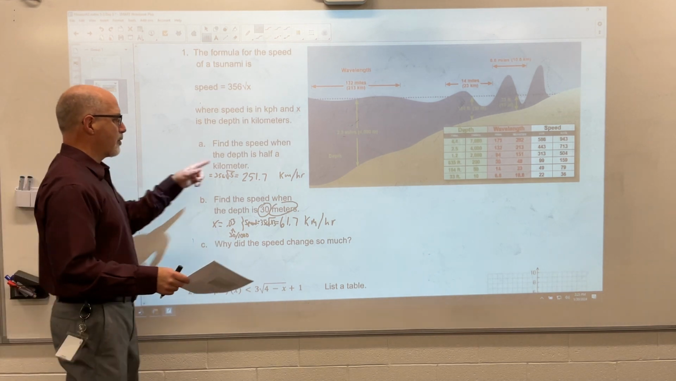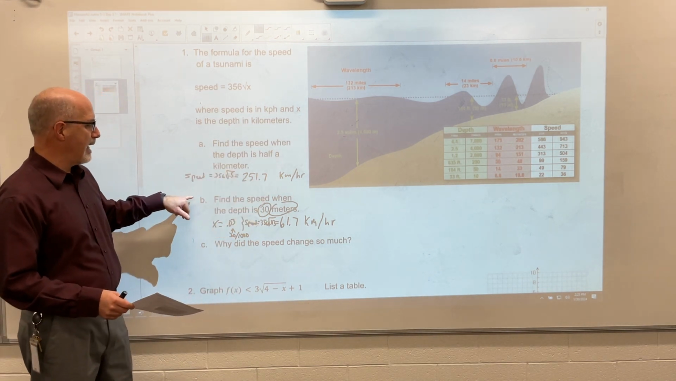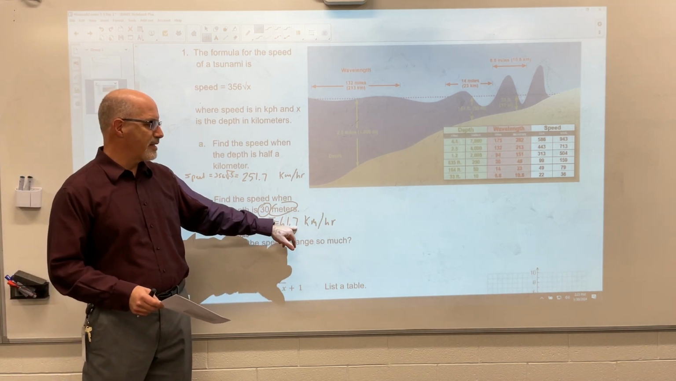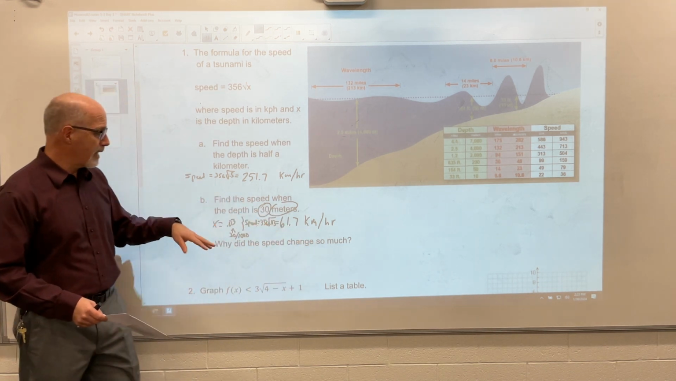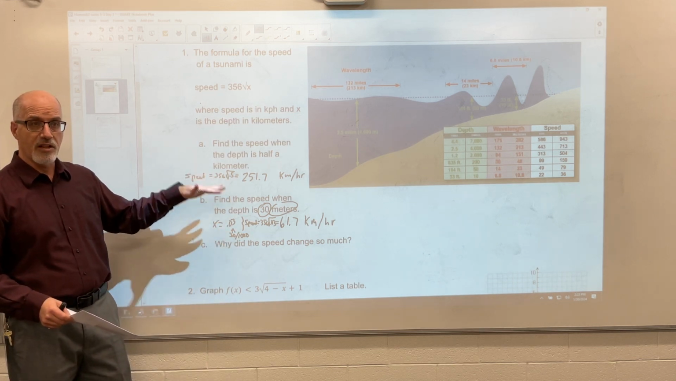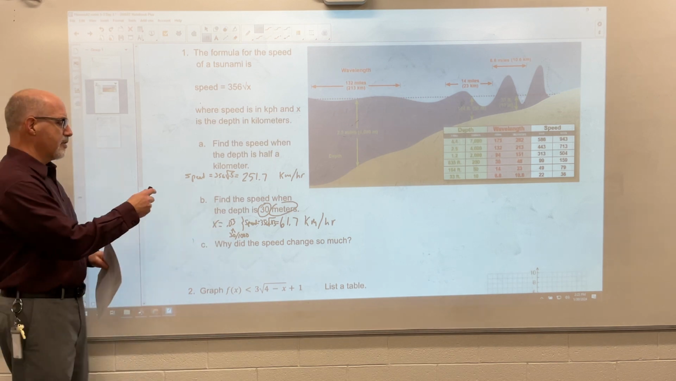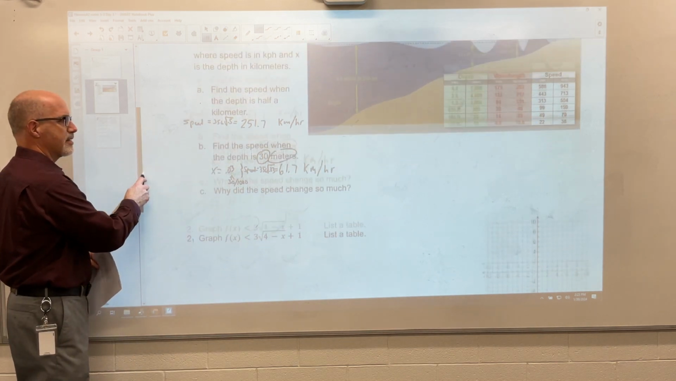So the answer to the group work part of it, A is 251.7 kilometers per hour, and B is 61.7 kilometers per hour. Knowing that on this one you have to use 30 divided by 1,000 because it's in kilometers, not in meters. Okay, so let's talk about the graphs.